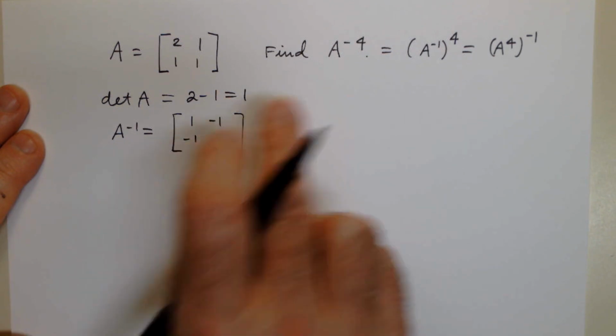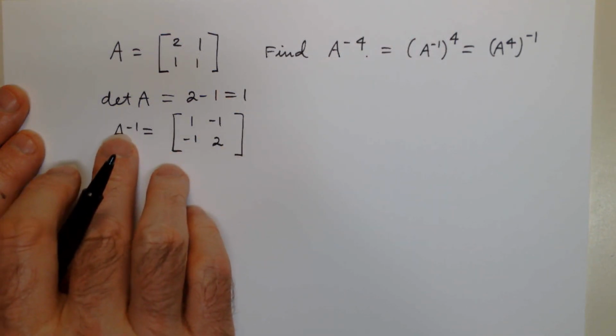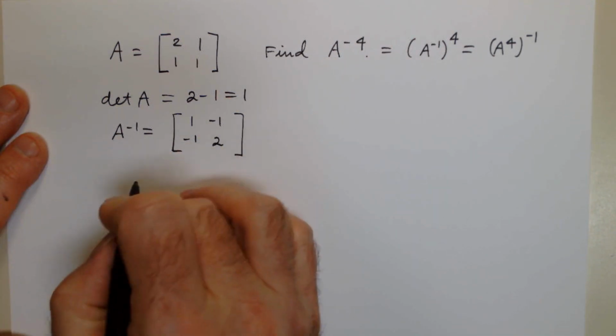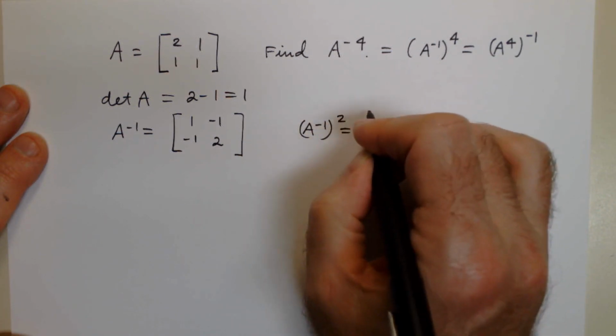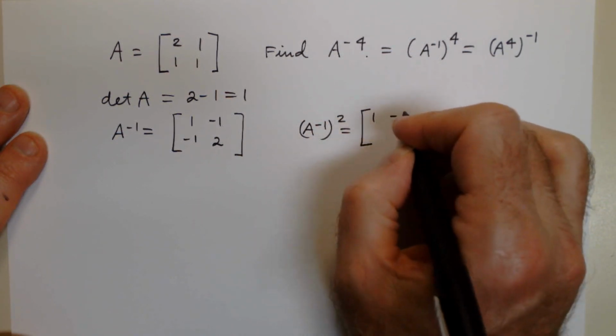Now, we're working up to the fourth power. Let's work out the square of this matrix. So let's do A inverse squared, and that'll simply be what I get.